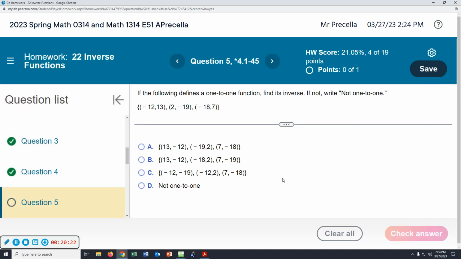Okay. If the following defines a one-to-one function, find its inverse. If it's not one-to-one, just select not one-to-one. This is a nice little multiple choice option, so you're not going to have to type in all those ordered pairs. First question, is this one-to-one? What do we look at to decide if it's one-to-one?